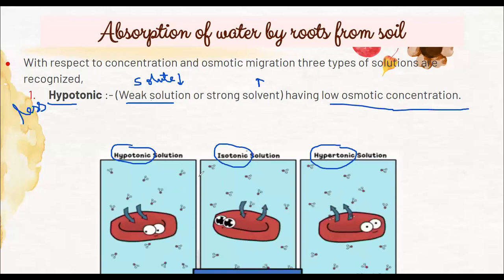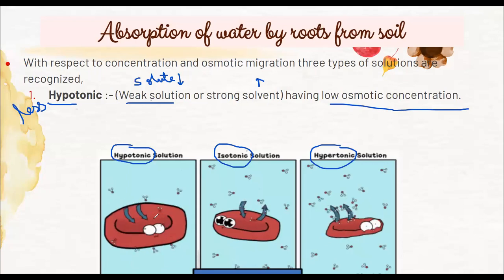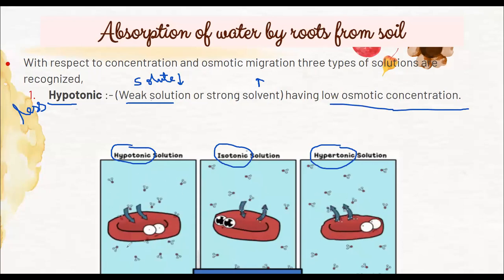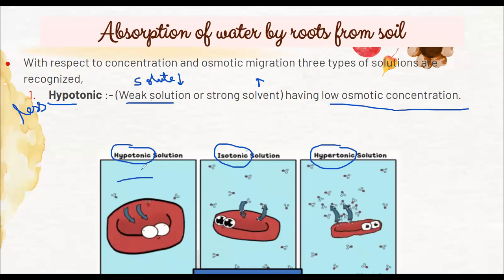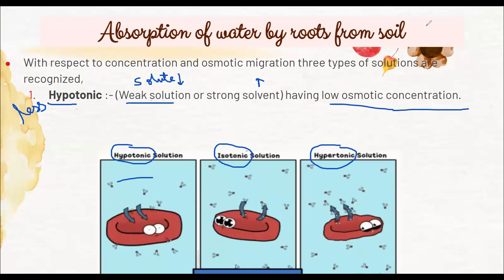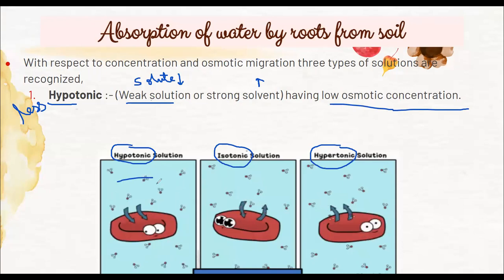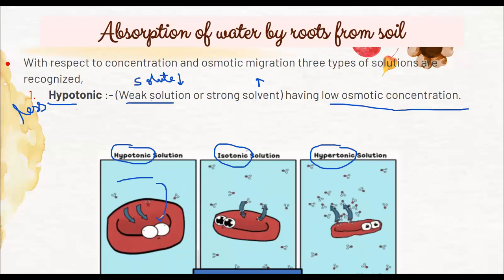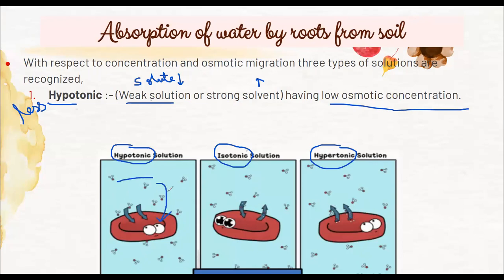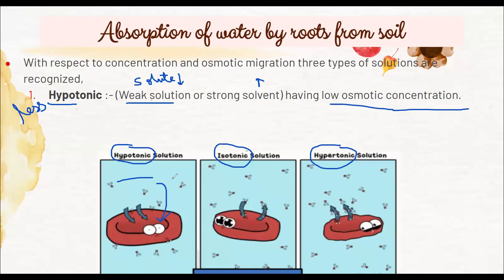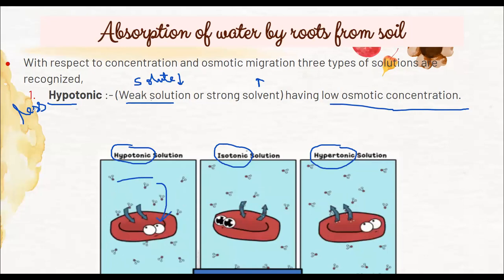Okay, so the tendency will be, let's say the solvent molecules are more in the solution. Solvent molecules are more in the solution. Okay, so the tendency will be the water will move from outside of the cell to the inside, because the solutes are more inside the cell and the solute concentration outside the cell is very weak, very less. So less solute. Okay, so hypotonic solution.